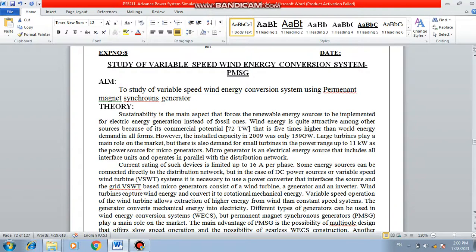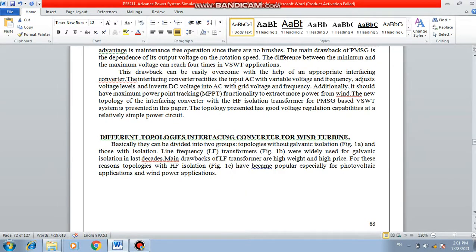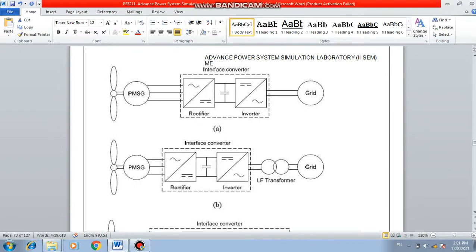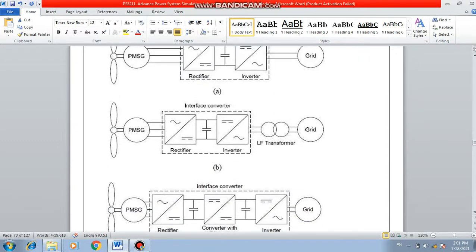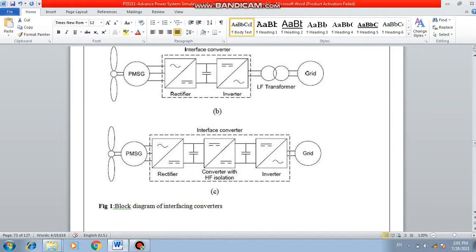We are going to see the various theoretical background regarding this system. So this is the theory, and then after seeing that, the different topologies for the interfacing converter for the wind turbine. So these are the various topologies, and this is the diagram. The PMSG is interfaced to the grid by means of a rectifier-inverter combination. This has been given here, and A, B and C show the three interfacing converter sections shown differently in the figures.